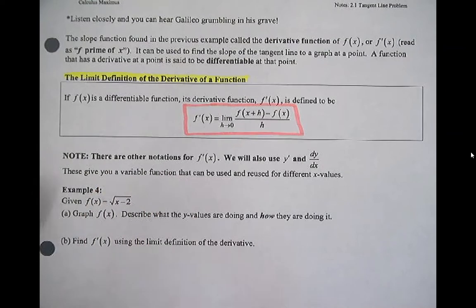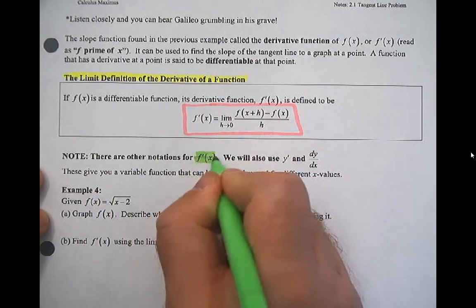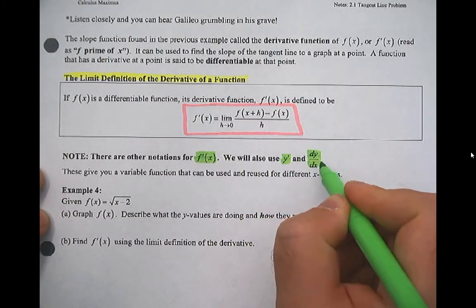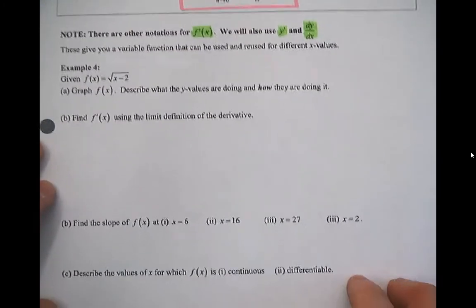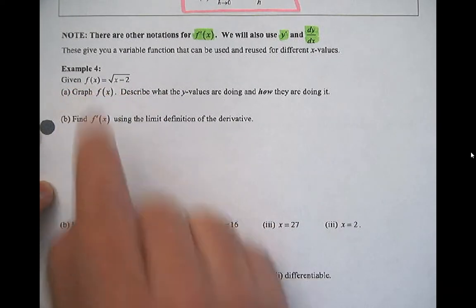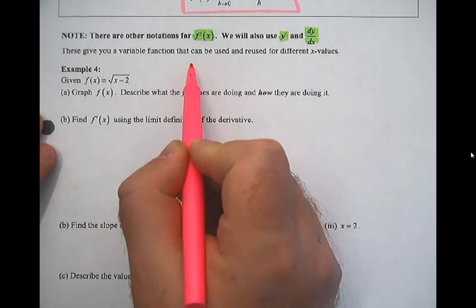Just to point out other notation for f prime, you're going to see f prime, you're going to see y prime, and then you're going to see this notation called dy over dx. All those things just mean the derivative. All right, here's our function, f of x equals root x minus 2, graph f of x. I'll give you a second here. I'm going to encourage you to pause. You should be able to sketch this without me giving you a hint.